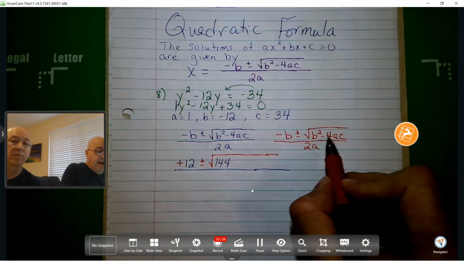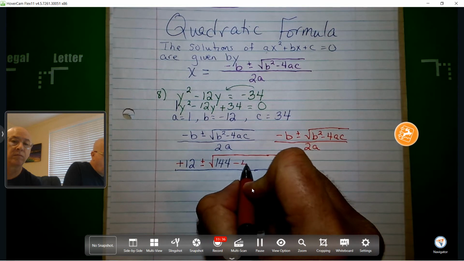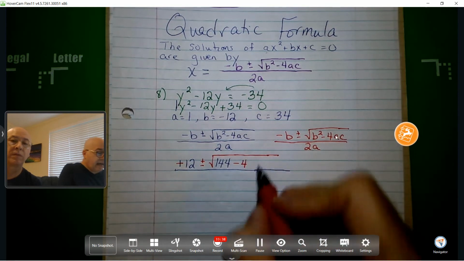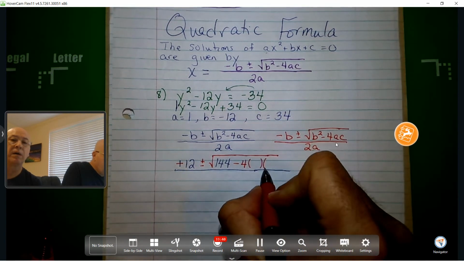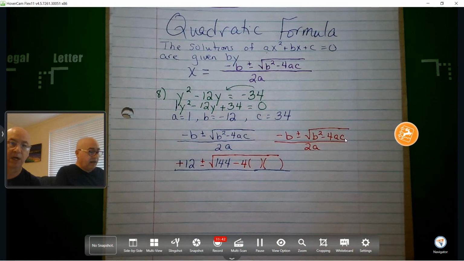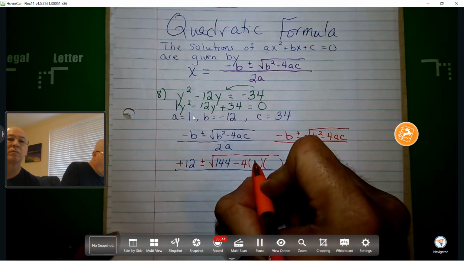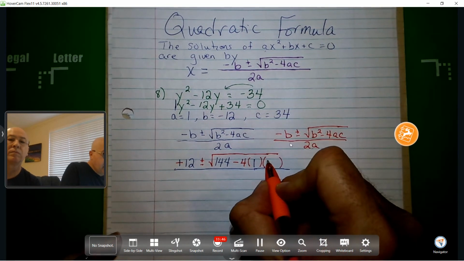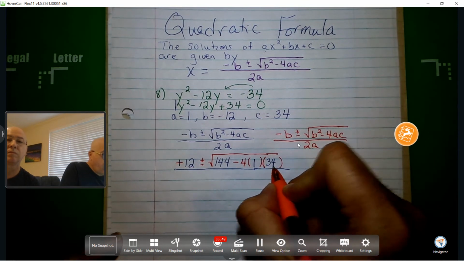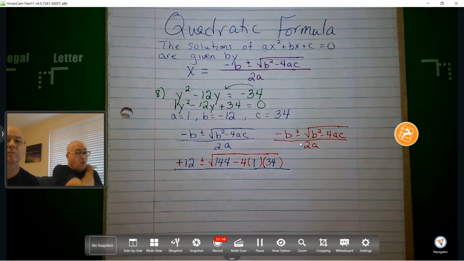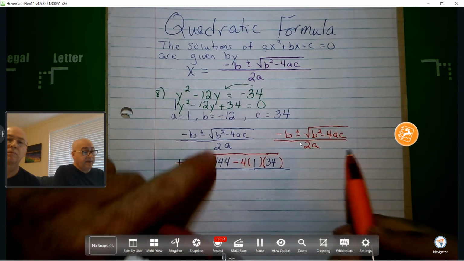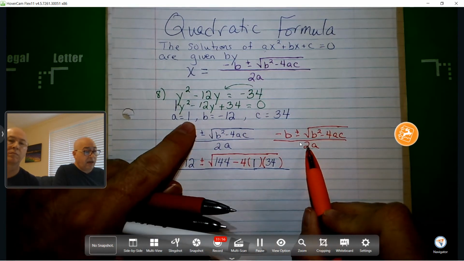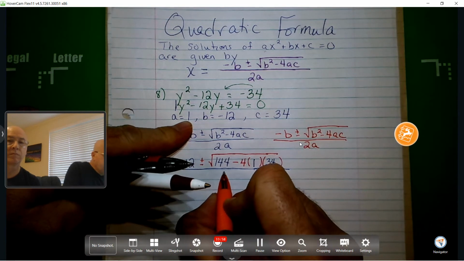Then we have minus 4 times A times C. So A is a 1 and C is a 34. All over 2 times A. The 2 times A I do in my head. 2 times 1 is 2.